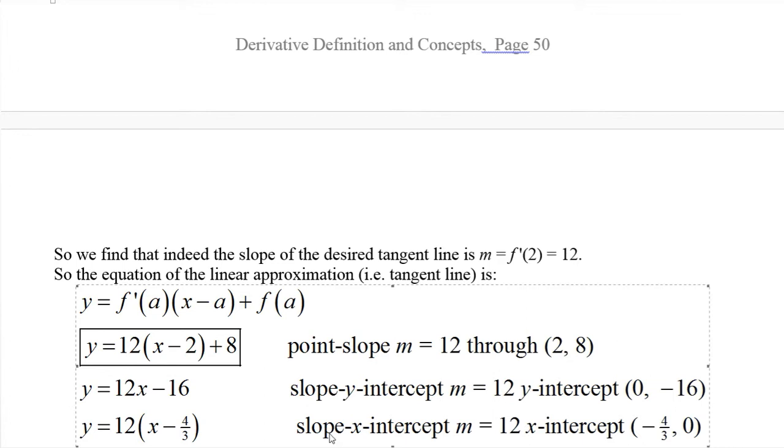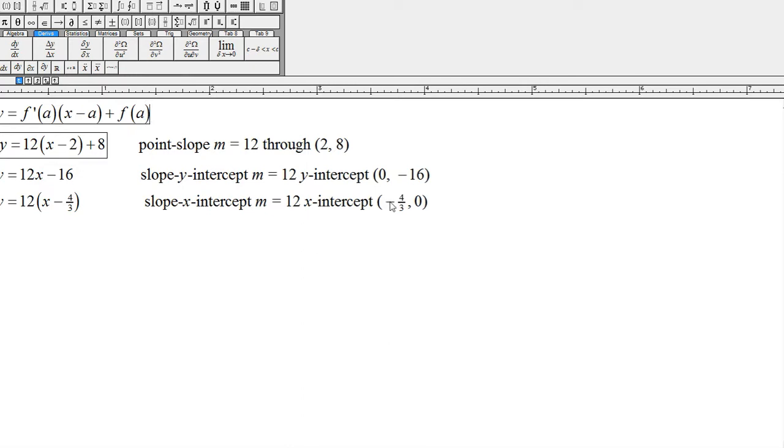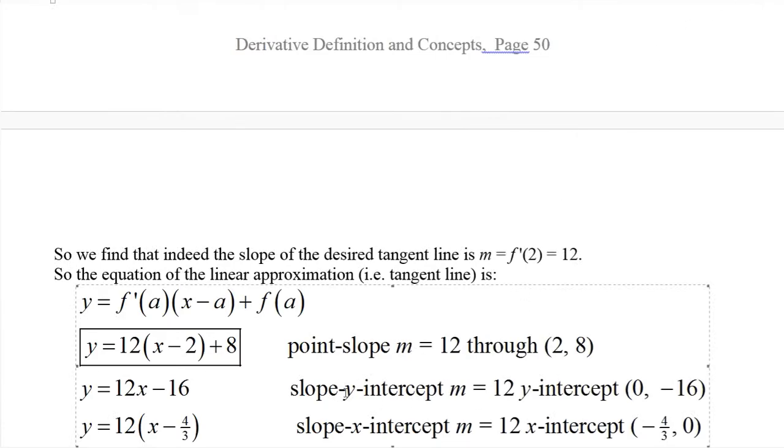There's also a slope x-intercept form, or factored form, that's very nice. We factor out that leading coefficient of 12. 12x divided by 12 is just x. Negative 16 divided by 12 is negative 4/3. And so now we see that if x is positive 4/3, then y will be 0. 4/3 minus 4/3 gives you a y of 0. So that's the x-intercept, 4/3, 0.